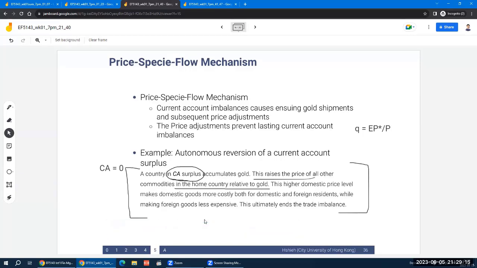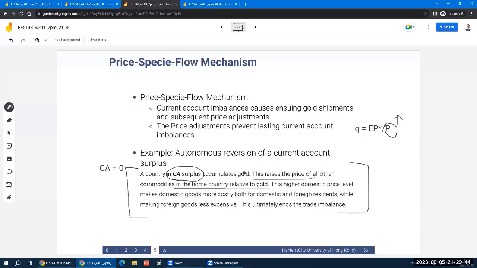What happens next is this domestic price level makes domestic goods costly for both domestic and foreign residents. So once gold arrives, that's going to cause inflation in terms of gold. That's also going to cause inflation in terms of the domestic currency, and therefore domestic price levels. So this P here is going to increase because of the inflow of gold. Agree?